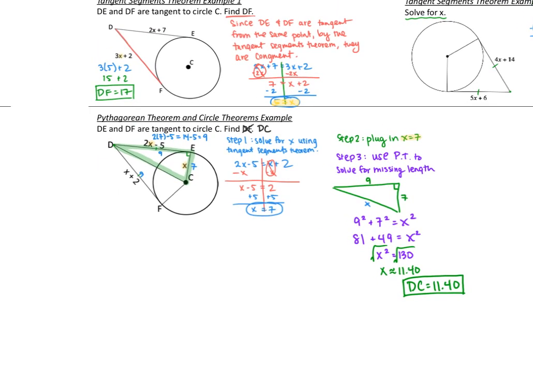Okay, so this problem is using two of the theorems, like I said. The tangent segments theorem states that these segments are equal, so we use that to solve for x. Once you have x, we use the tangent to a circle theorem that makes this a right triangle in order to solve for DC, which is the hypotenuse of that right triangle.